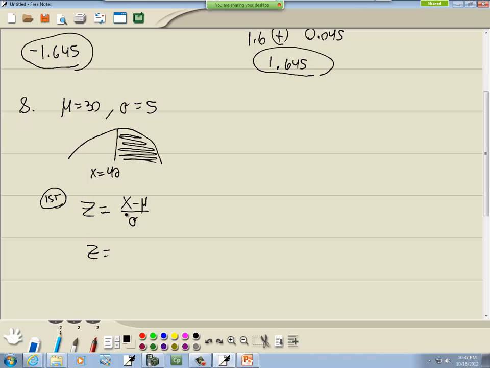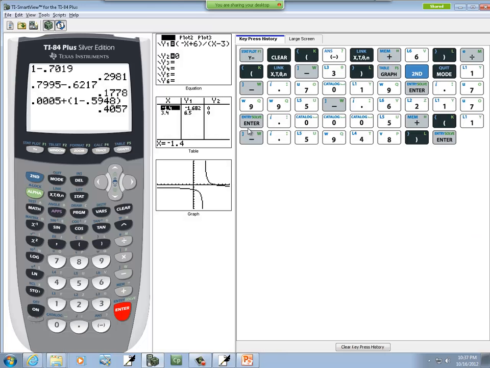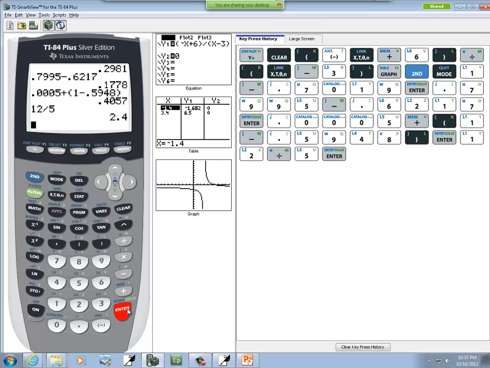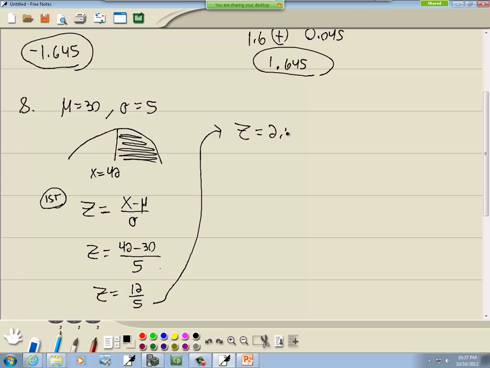So to get the corresponding z-score, we'll plug in the x, which is 42, minus mu, which is 30, over sigma, which is 5. So then 42 minus 30, what's that give us? 12. 12 over 5, which gives us 12 divided by 5, 2.4. Now you'd want to round this to 2 decimal places. So what our picture looks like now is z is equal to 2.4.